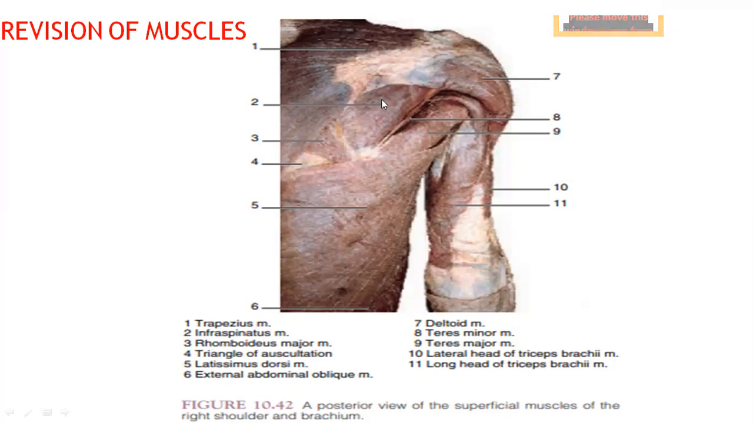Below the spine we have infraspinatus. From the medial border of the scapula bone, if you remember, we have the rhomboids muscle, rhomboideus major. This is the triangle of auscultation which you are finding. At the lower border of the trapezius, the upper border of the latissimus dorsi, and between the rhomboids, a triangular area is there, that is the triangle of auscultation.